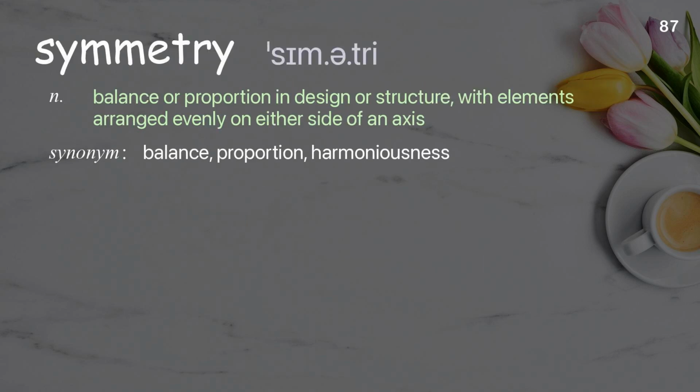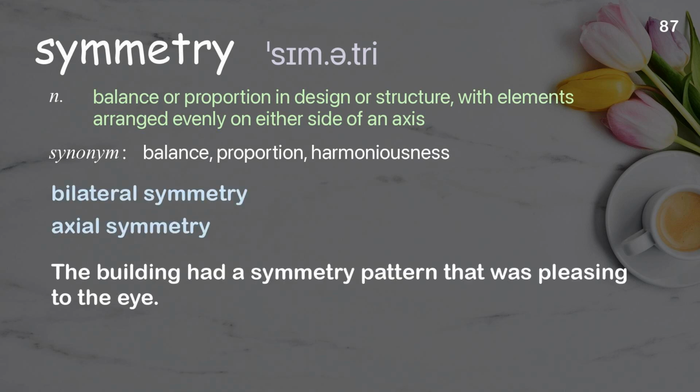Symmetry. Balance or proportion in design or structure, with elements arranged evenly on either side of an axis. Examples: Bilateral symmetry, axial symmetry. The building had a symmetry pattern that was pleasing to the eye.